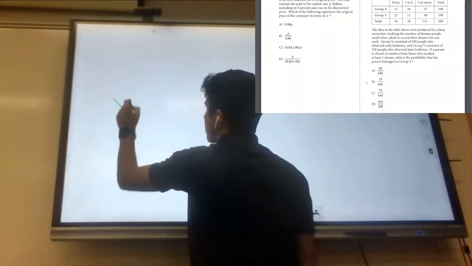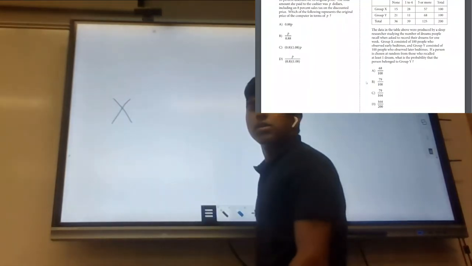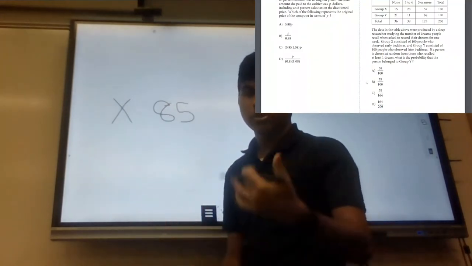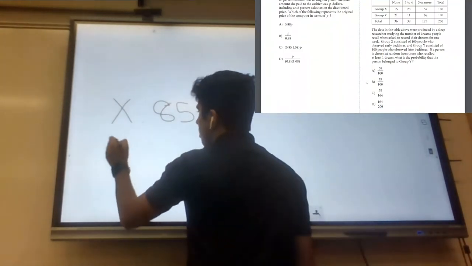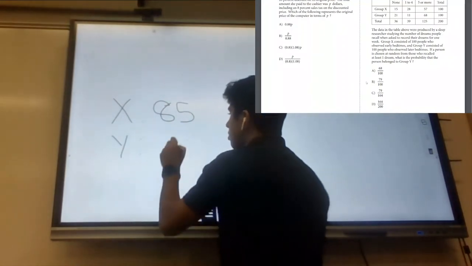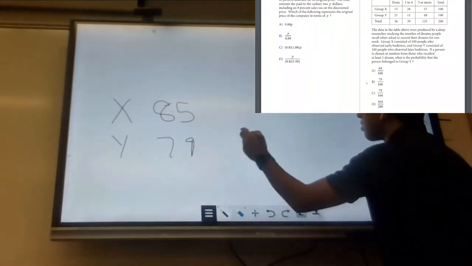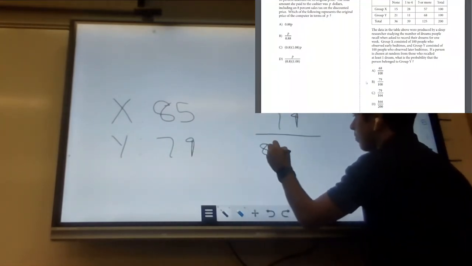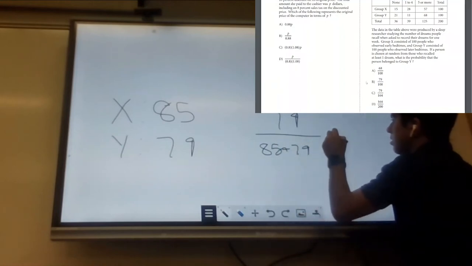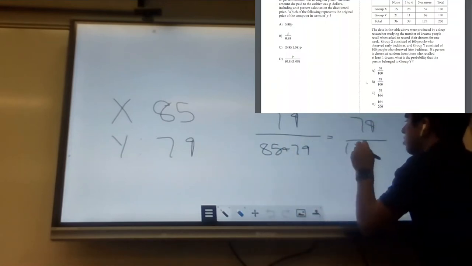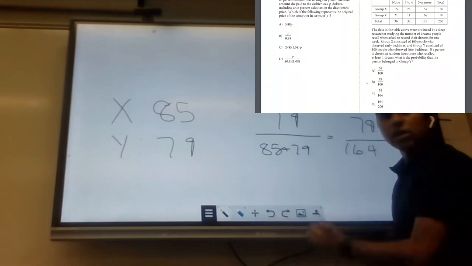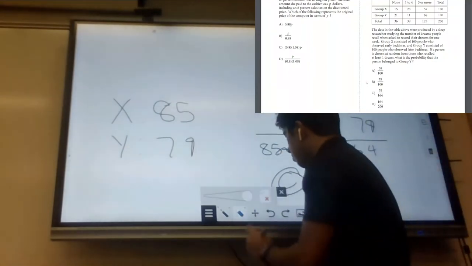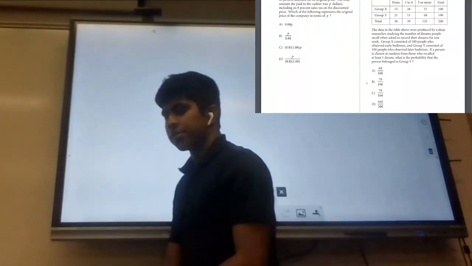Okay, so let's see. For X, there were 85 people who recalled at least one dream, right? I took the 100 and then subtracted the ones with none, which would be 15. So then group Y would be 100 minus 21, so that would be 79. So it'd just be the number in group Y, 79, over the total, which is 85 plus 79. That's going to be 79 over 164. 79 over 164 is choice C, and that is our answer. We can move on to the next question.